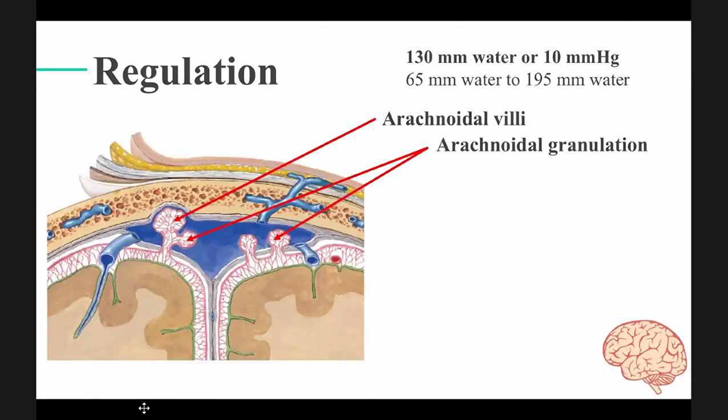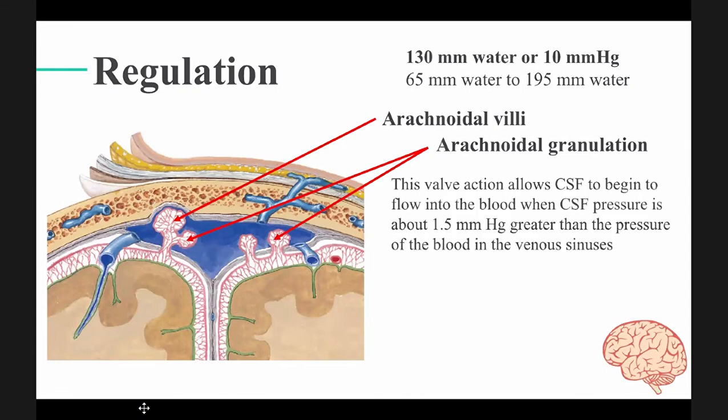So, for example, if there is inflammation to the arachnoid villi or arachnoid granulation, it would result in prevention of absorption of the CSF, and it would result in an increase in CSF volume as well as an increase in pressure.